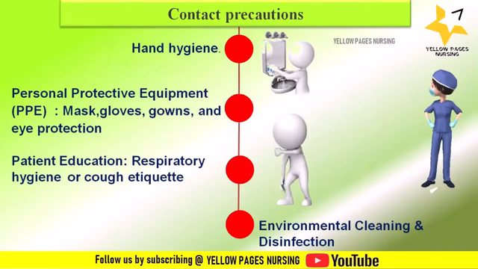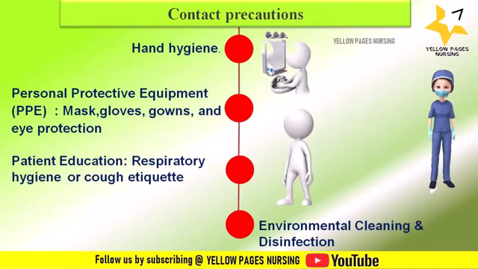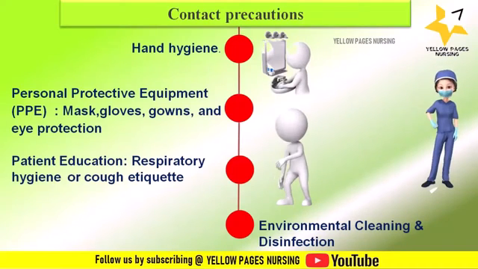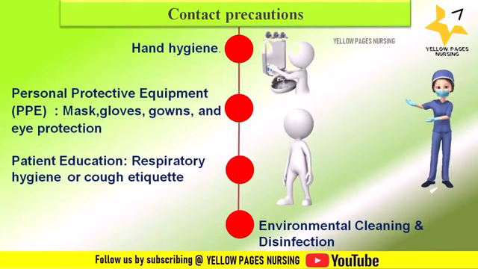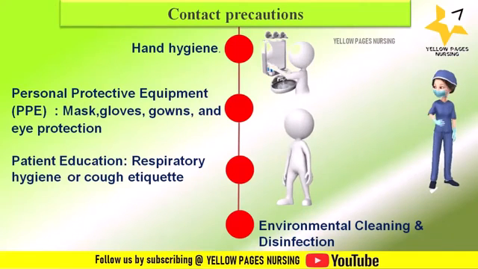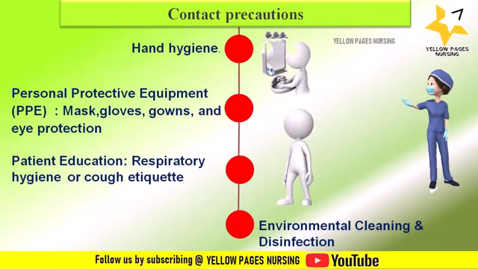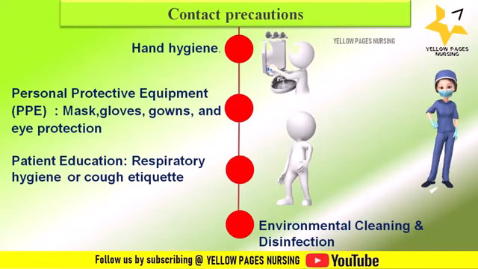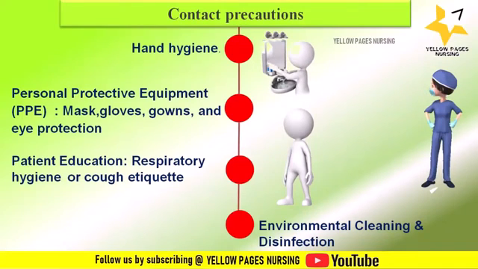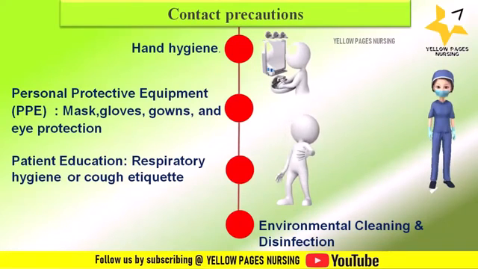Gloves. Nurses should wear gloves when there is a risk of direct contact with bodily fluids, open wounds, or contaminated surfaces. Gloves should be changed between patient interactions and removed properly to prevent cross-contamination. Gowns. Gowns are worn to protect clothing and skin from contact with potentially infectious materials. Nurses should wear gowns when there is a risk of splashes or contamination of clothing with bodily fluids.